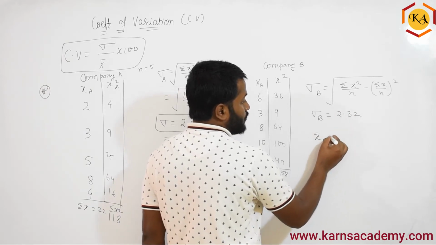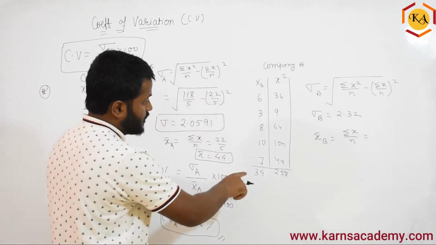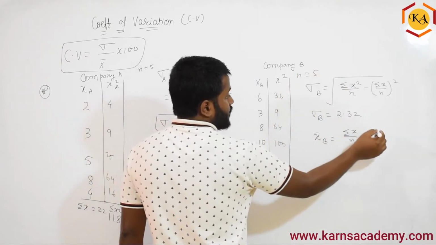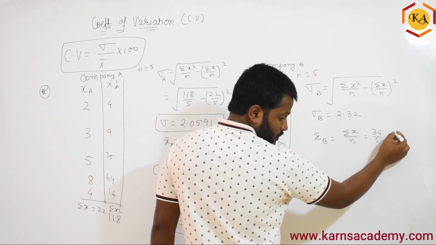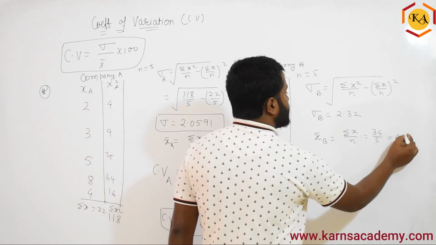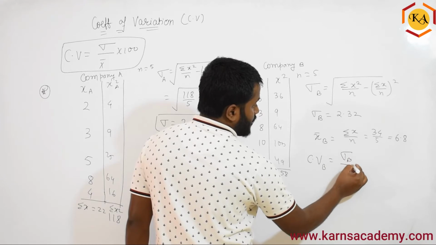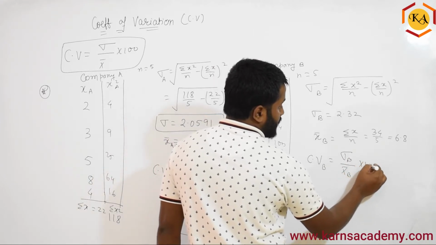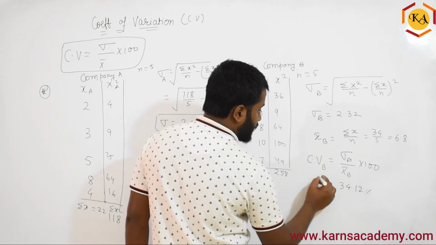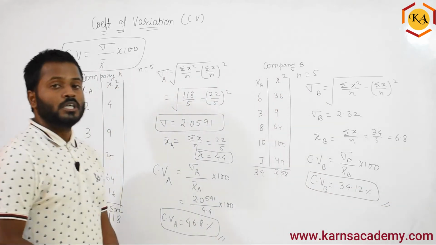Similarly, you find the mean for B, which is nothing but summation X by N. So summation X is 34, and of course your N value is 5. So 34 by 5, if you do the mean, you will be getting 6.8. Mean you are getting 6.8. So what will happen? CV for B is nothing but standard deviation of B by mean of B into 100. Substitute the values and you will be getting 34.12. So this much, you will be able to do comfortably, nothing to worry about.